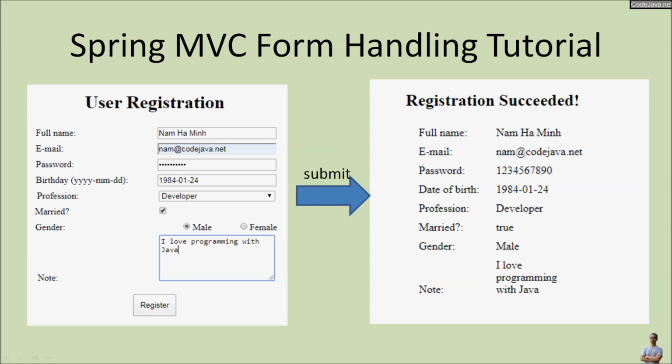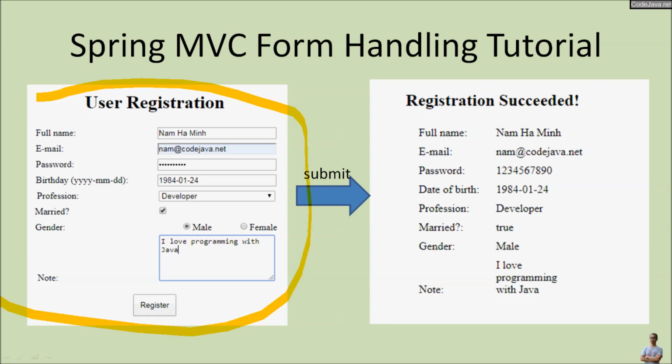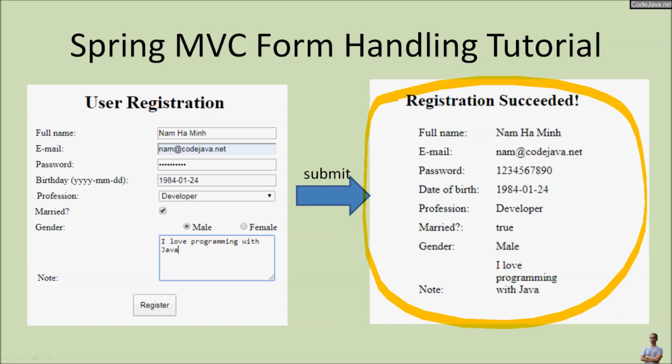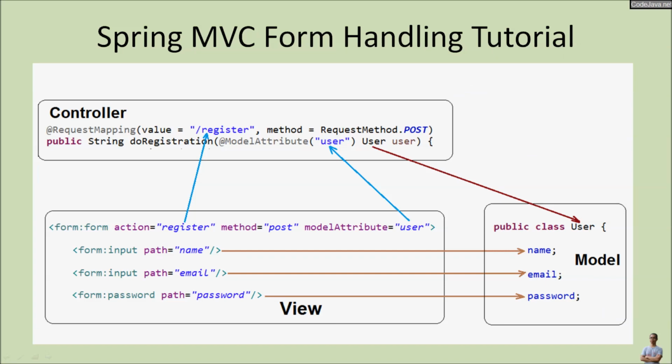So far you have learned how to develop a Spring MVC application that handles form submission from the user. You have learned developing an application that presents this form with different kinds of fields: text input, password, drop-down list, checkbox, radio button, text area, and the registration success page.